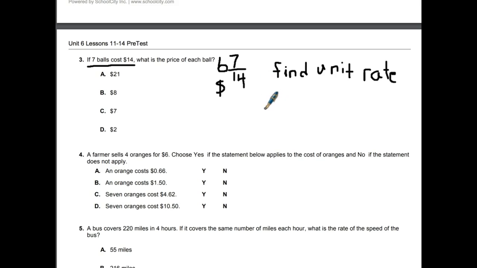Okay, so we know if we want to find a unit rate, I'm going to take the number of items that I'm purchasing and I'm going to divide that into the money. If I can get 7 balls for $14, what would I pay for one? So I'm going to divide 7 into 14, and that is going to be 2. So you would pay $2. Okay?